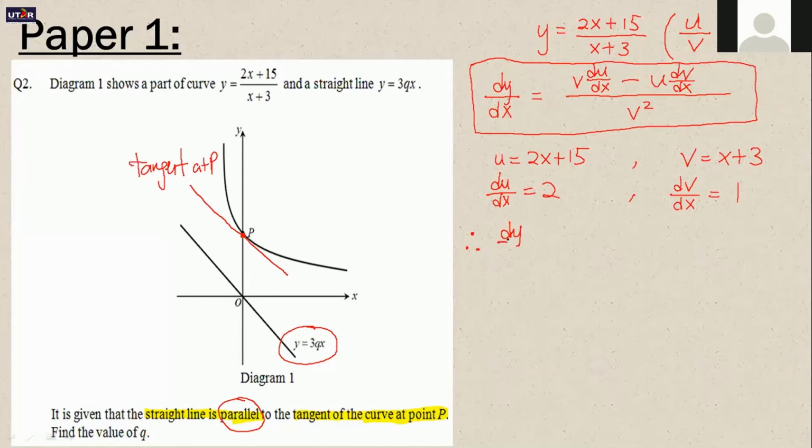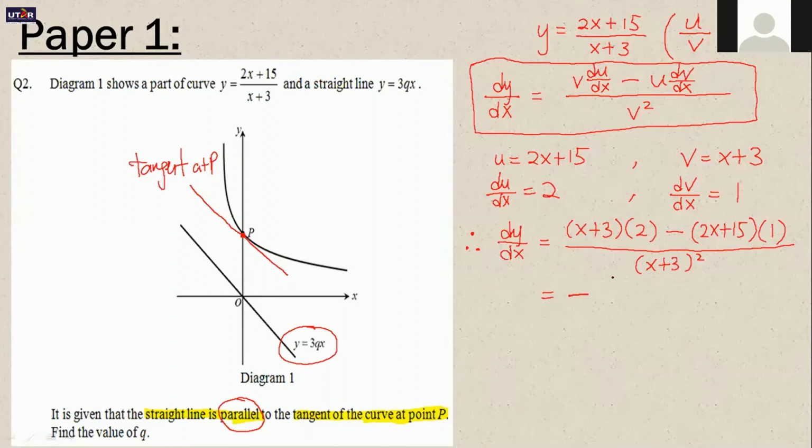So that's why we have dy over dx equals v, x plus 3, times du over dx, which is 2, minus u, 2x plus 15, times dv over dx, which is 1, divided by v squared, so x plus 3 whole thing squared. Okay, simplify the answer. I believe that you are going to have negative 9.